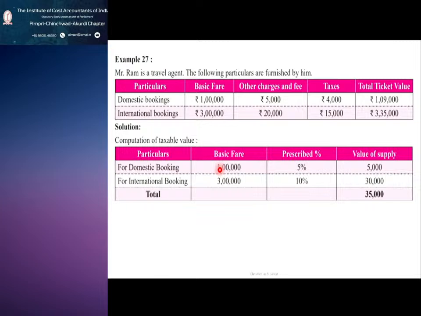So basic fare we have 1 lakh. And for domestic booking, as we have seen, it is 5% of basic fare. So 5%, 5,000. You should not consider other charges and all when calculating the taxable value. It is directly on the basic fare: 5% for domestic, and for international it is 10% on basic fare. So his taxable value of supply is 35,000. Very simple one.